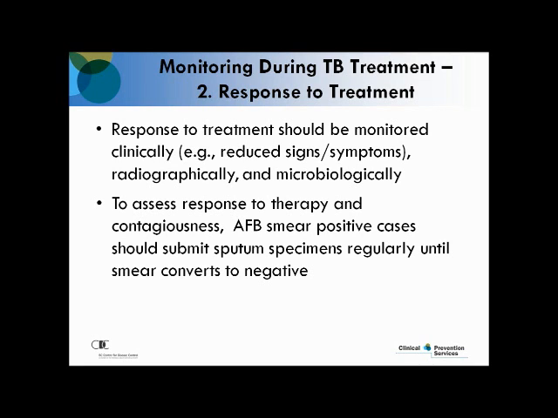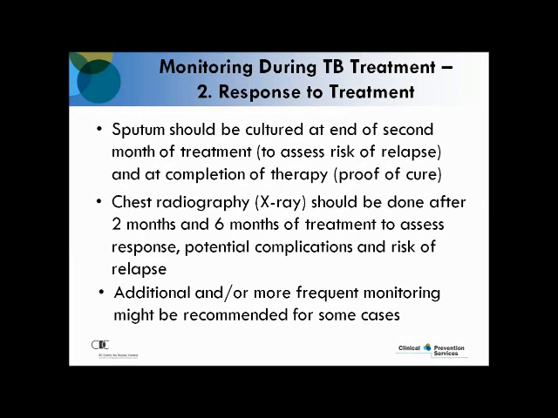Again, we want to reduce the signs and symptoms. Responding to treatment, this is actually quite important. We actually do look at what's happening with the responses to treatment. If they've had a positive smear, we need 3 negative smears to say that they're not infectious, and sputum should be submitted regularly to get those conversions. The next few slides we're going to actually talk about response to treatments. The sputums are cultured at the second end of the month, and then we look at when did those smears and cultures convert to smear negative, culture negative.